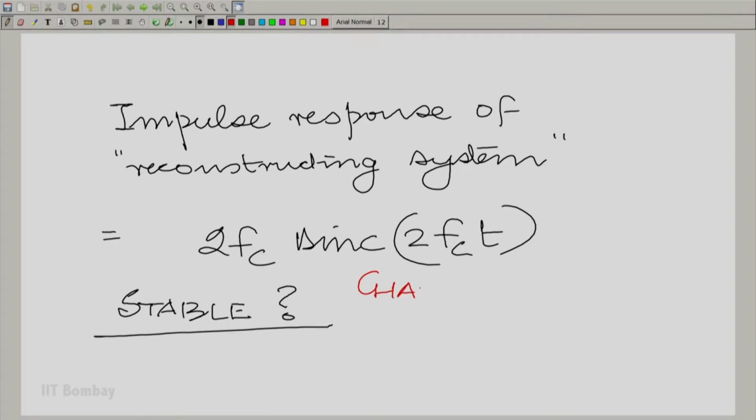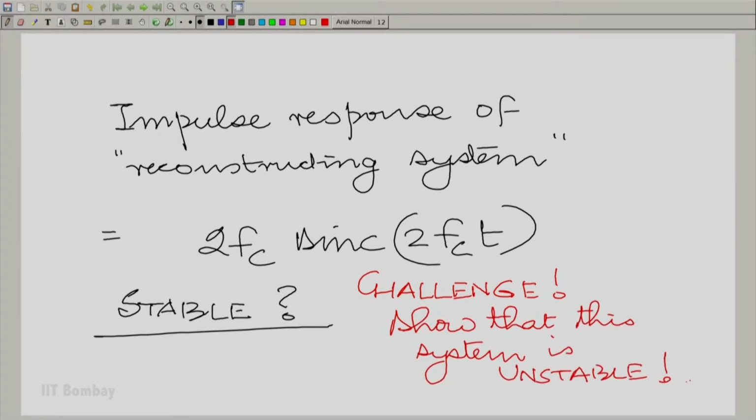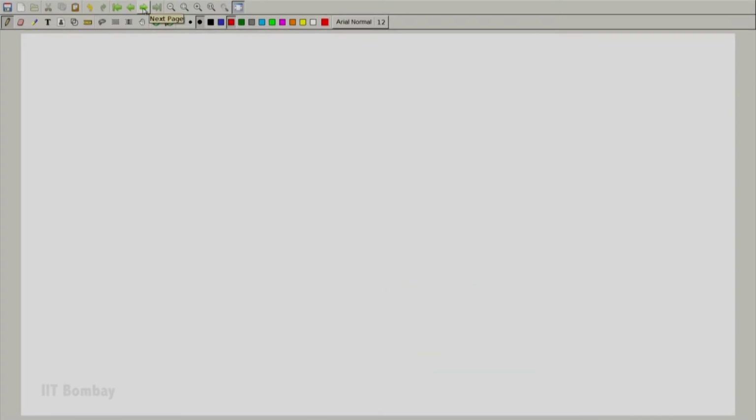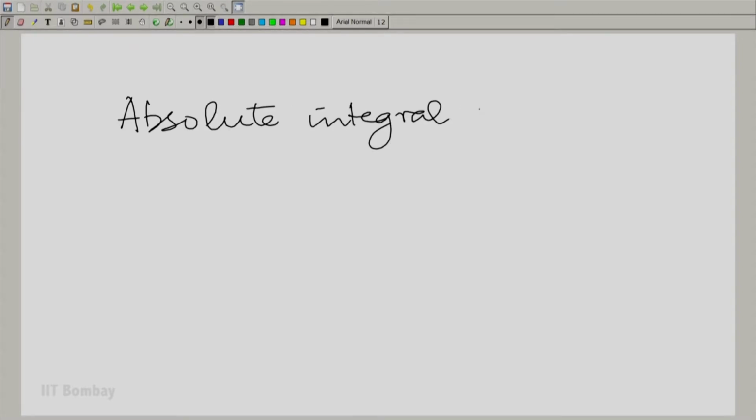In fact, I am going to leave this as a challenge for you. The challenge is show that this system is unstable. And how do you propose to show it is unstable? It is not too easy, not too difficult, that is why I am calling it a challenge. How would you show it is unstable? Let us call this impulse response h(t) if you like. What would make this system unstable? Stability or instability is determined by the integral of mod h(t), the absolute integral of h(t).